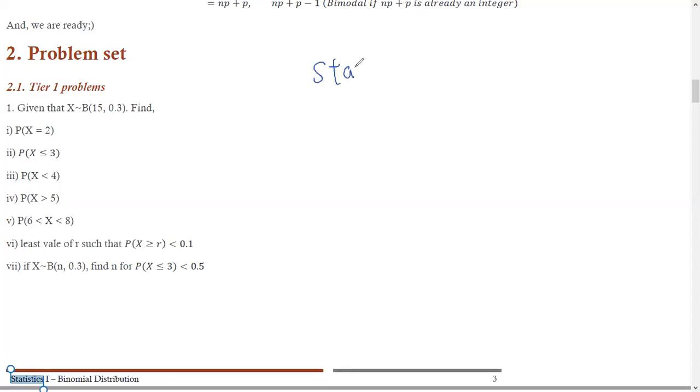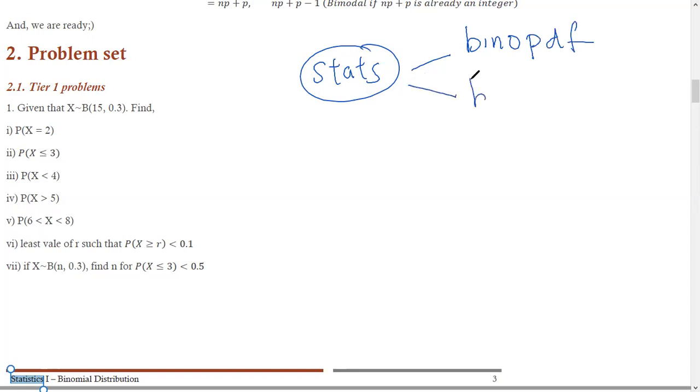The 2 things that we are going to use are your binomial PDF and also your binomial CDF. We are going to discuss the 2 differences. First, some calculator work. So how are we going to do the calculator work? Say for example, if we have X follows a binomial of 15, 0.3. What does this mean? This binomial model is declared this way.